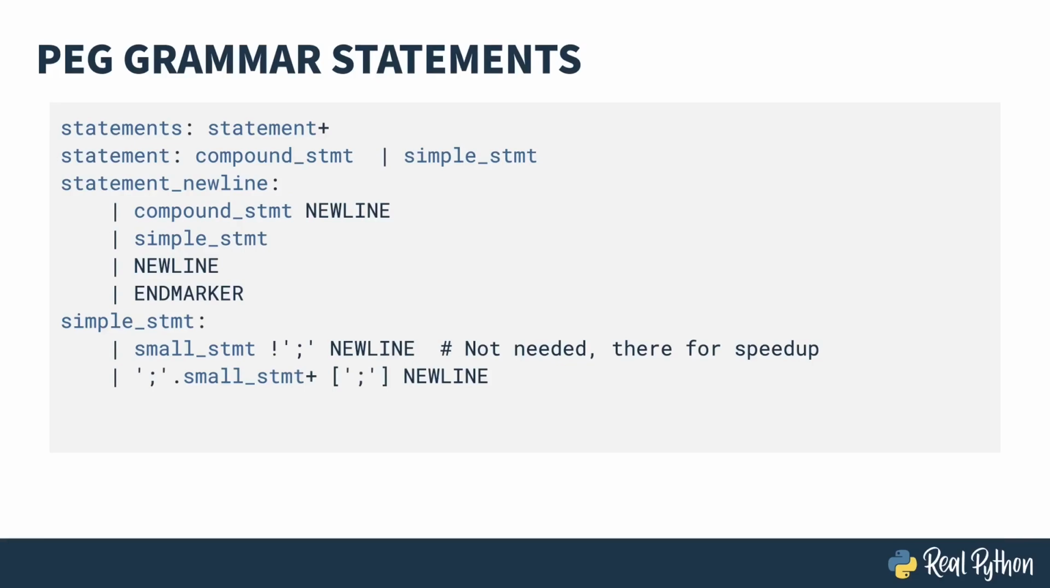Moving further into the grammar, you can find the definition of statements. More recursion here. Statements, plural, consist of multiple statement declarations. The statement declaration consists of compound statements or simple statements. Simple statements consist of small statements and some punctuation to go off with that.